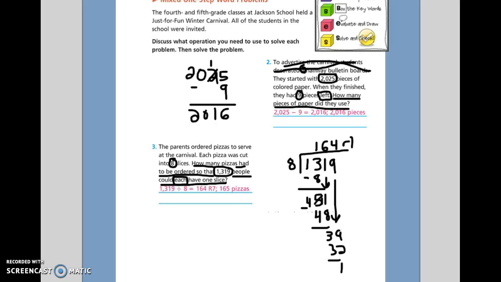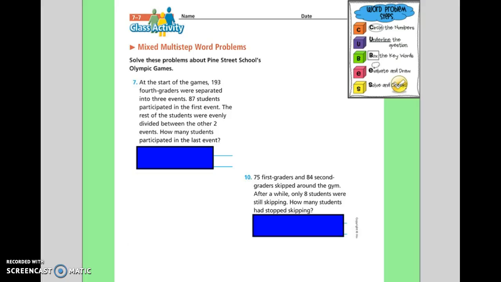All right, I'm going to go on and do some other problems. In these problems, these are multi-step word problems, meaning there are multiple things that have to be solved in order to solve the problem. But we can continue to use our cubes method to help us solve.